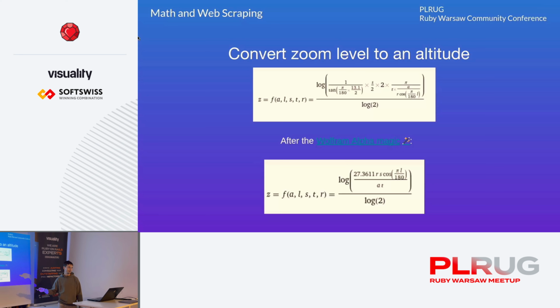Wolfram Alpha is a tool to do interesting stuff with mathematics. So I basically pasted that formula into Wolfram Alpha and clicked something like simplify, and it did a pretty good job simplifying the top one to the bottom one.